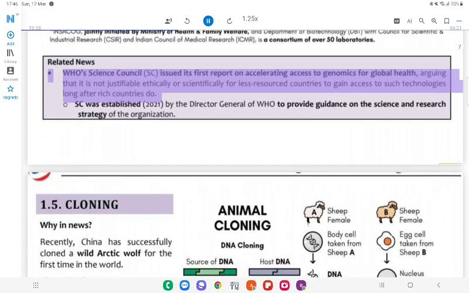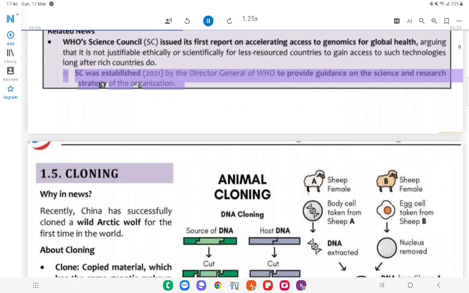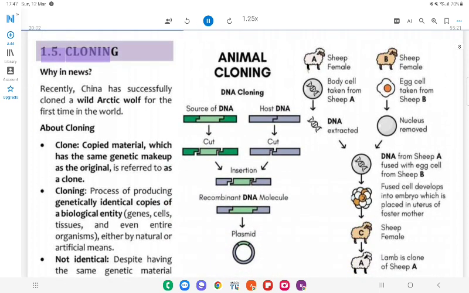Related news. The WHO Science Council, SC, issued its first report on accelerating access to genomics for global health, arguing that it is not justifiable ethically or scientifically for less-resourced countries to gain access to such technologies long after rich countries do. The SC was established in 2021 by the Director General of WHO to provide guidance on the science and research strategy of the organization.